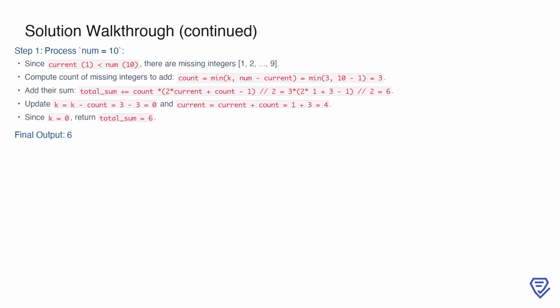Substituting the values, count equals min(3, 10 - 1), which equals 3, and the sum evaluates to total_sum += 3 * (2 * 1 + 3 - 1) // 2, which equals 6. We then update k to k - count, reducing it to 0, and set current to current + count, making it 4. Since k is now 0, we stop here and return the total_sum, which is 6.